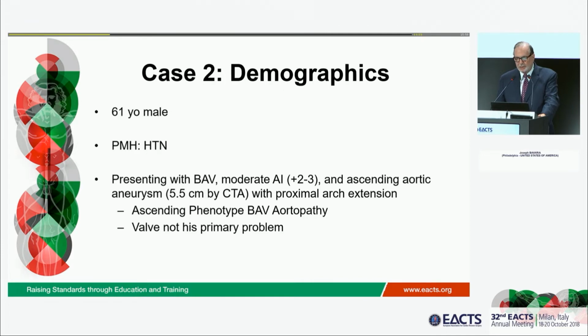So here's case 2. 61, presenting with a BAV, moderate AI, +2 to +3, and an ascending aortic aneurysm, 5.5 centimeters, with proximal arch extension. This is an ascending phenotype BAV aortopathy. His valve is actually not his problem. We're not operating clinically for his valve. His valve was fine in the sense that he was asymptomatic from his valve. So we have a little bit of a problem here.